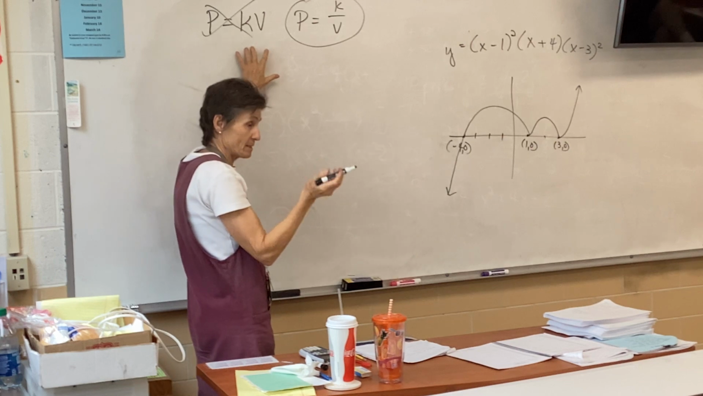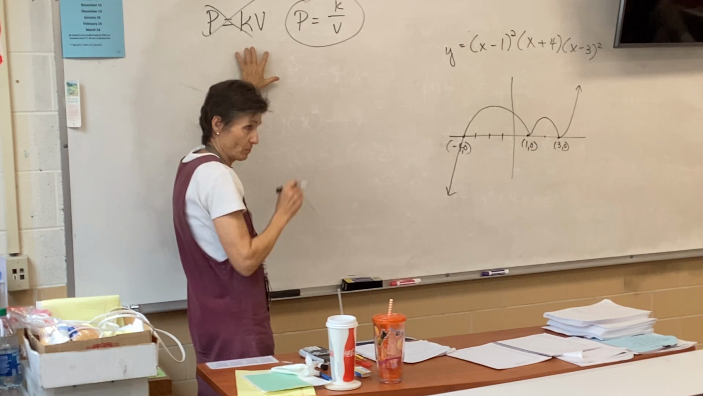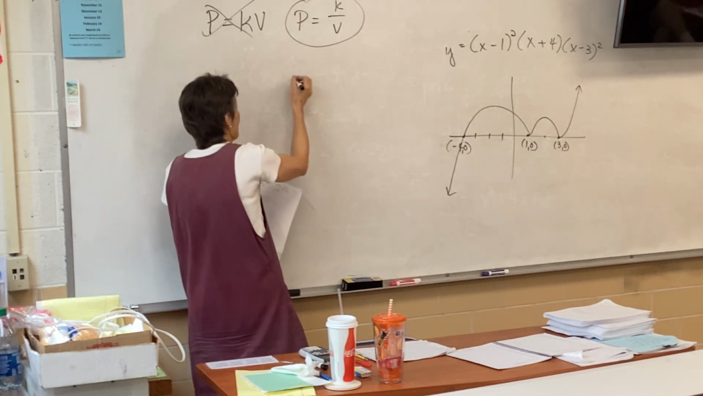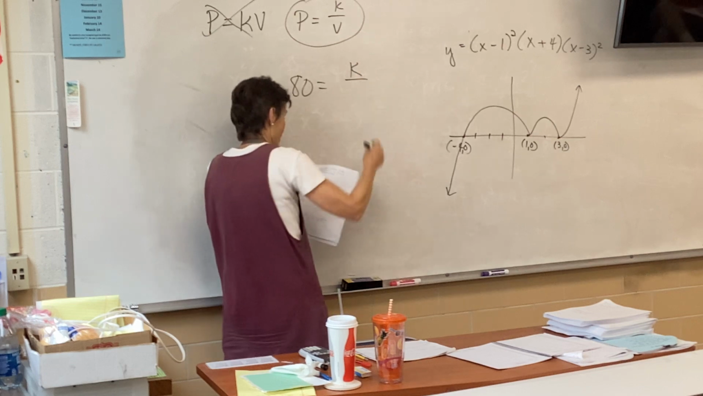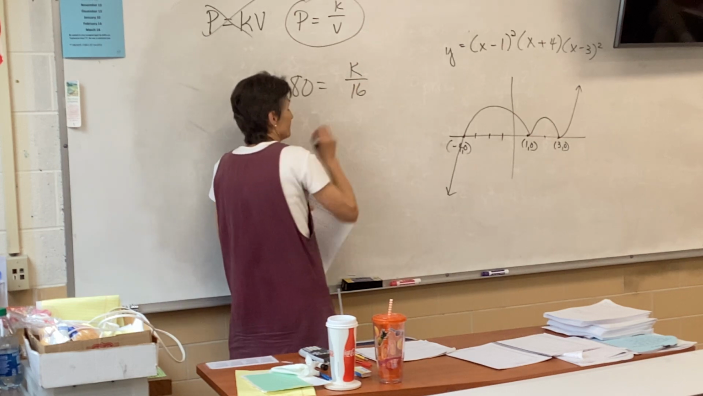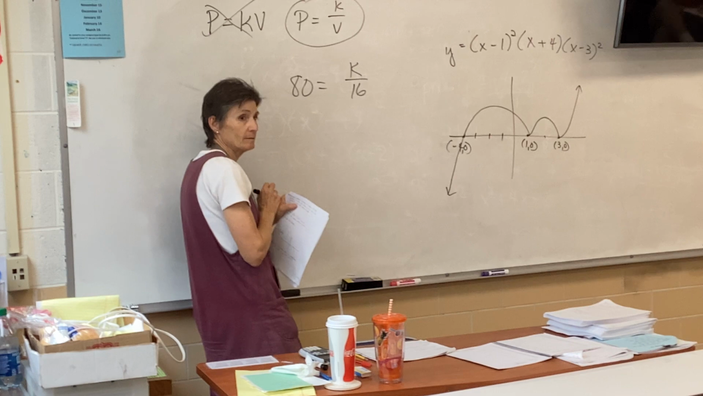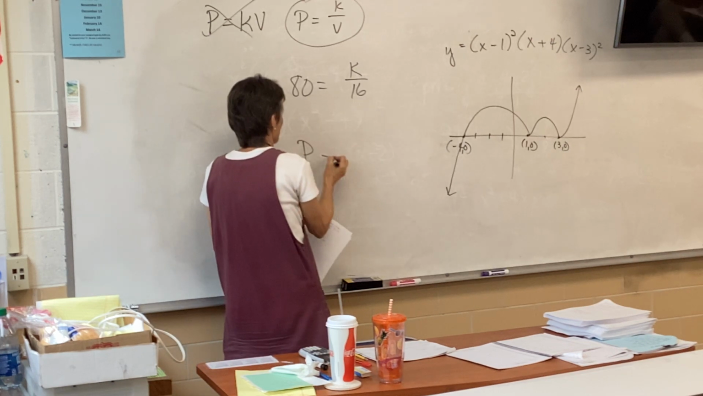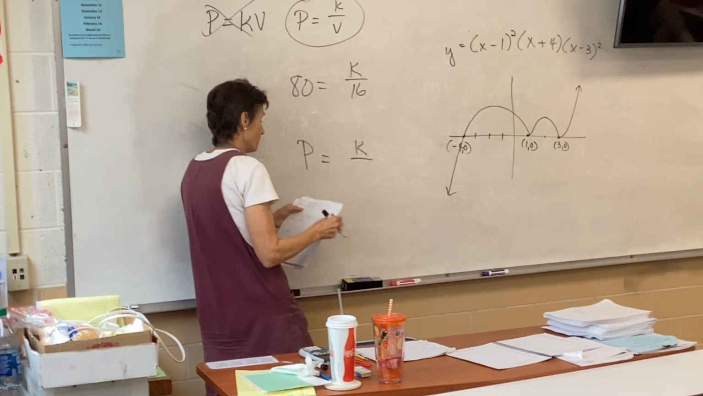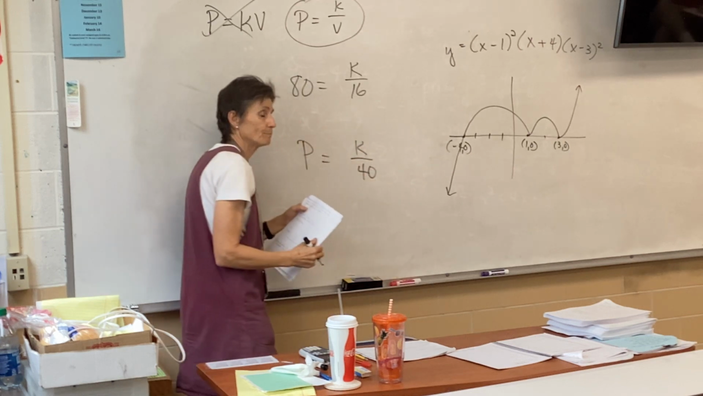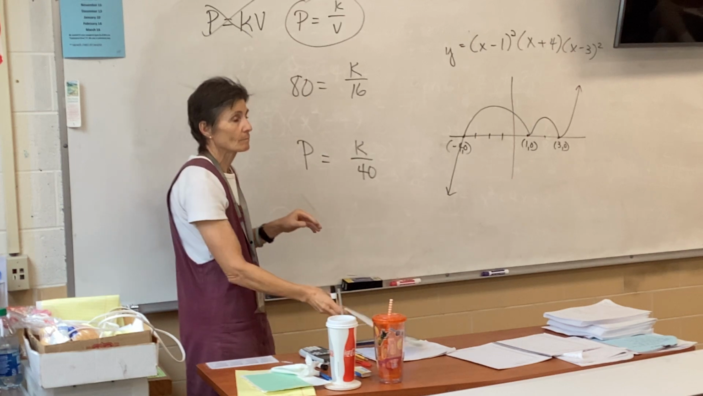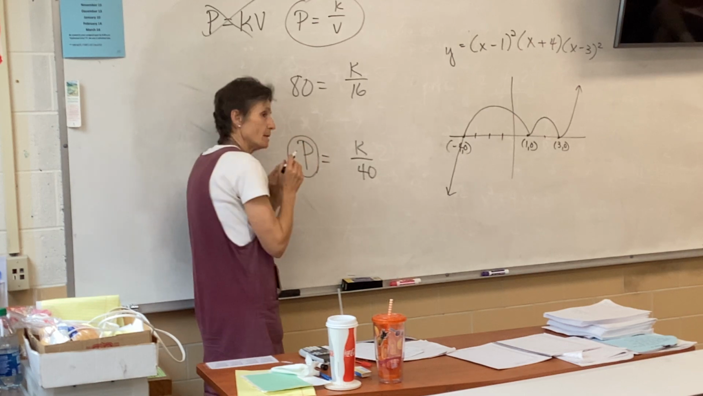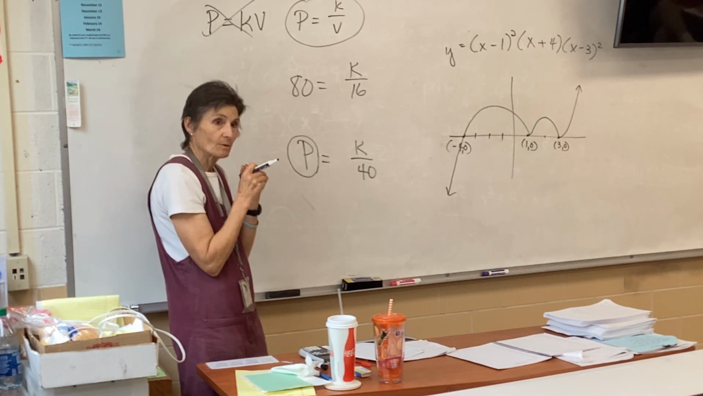And that will be the only difference in the problem. It will say varies directly, varies inversely. If the pressure is 80, the volume is 16. I'm just plugging in my numbers. Find the pressure when the volume is 40. Now, this number right here is going to ultimately be your answer.